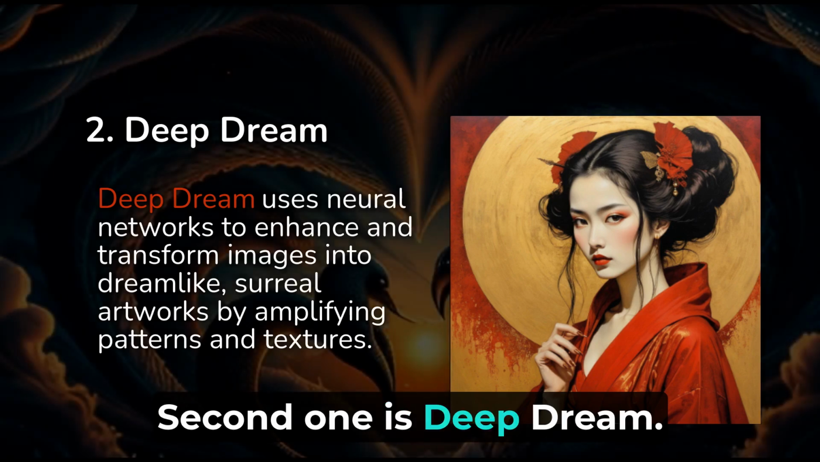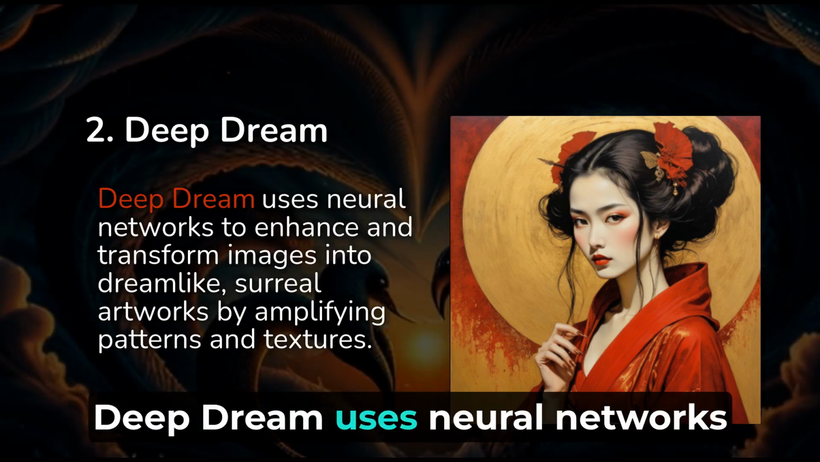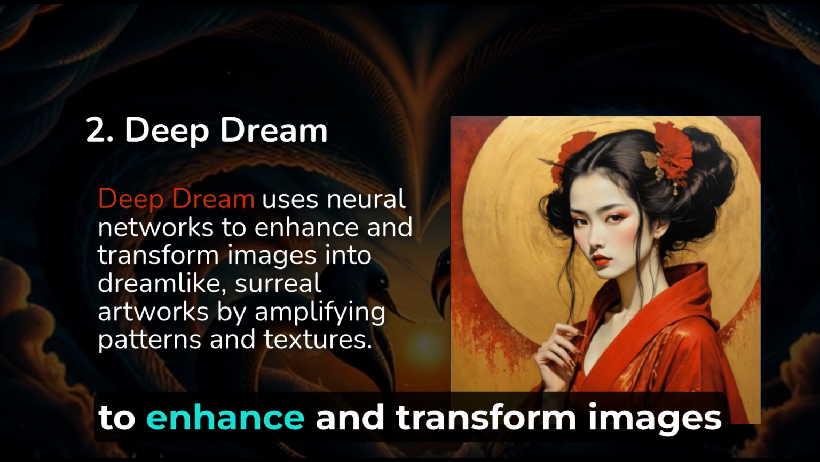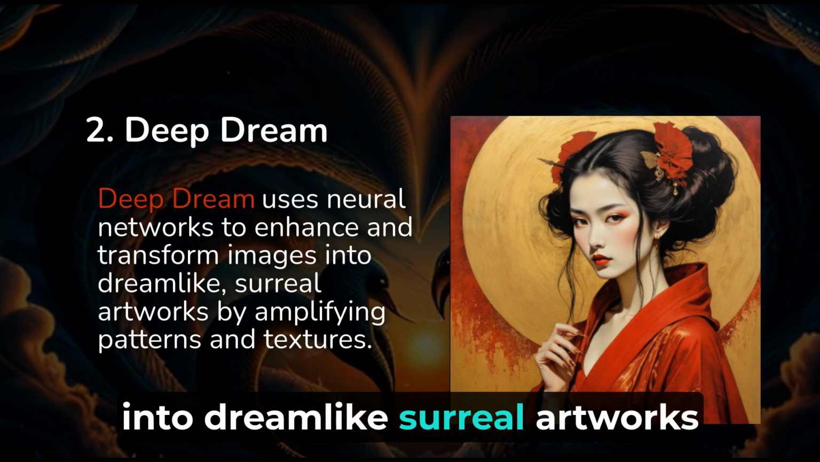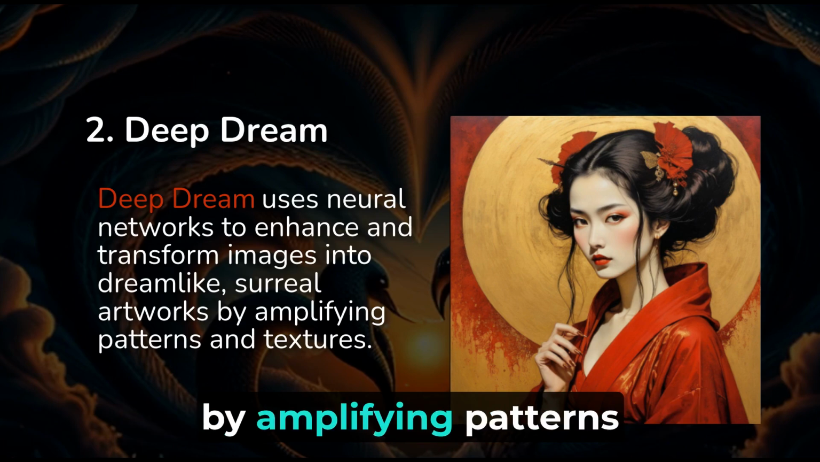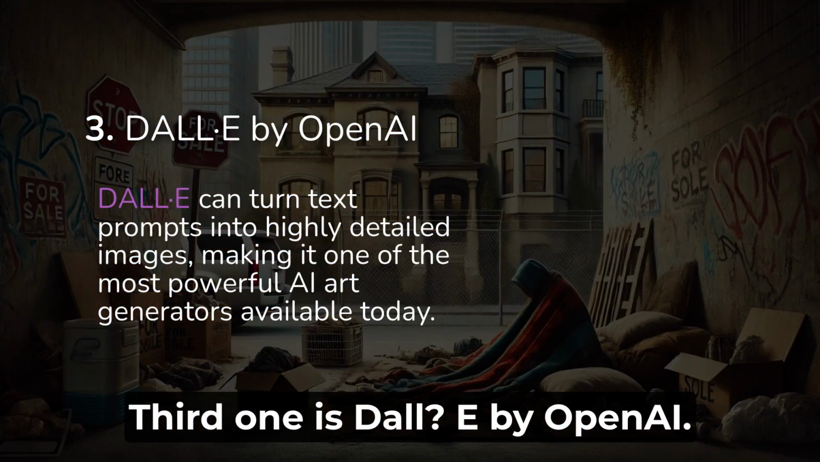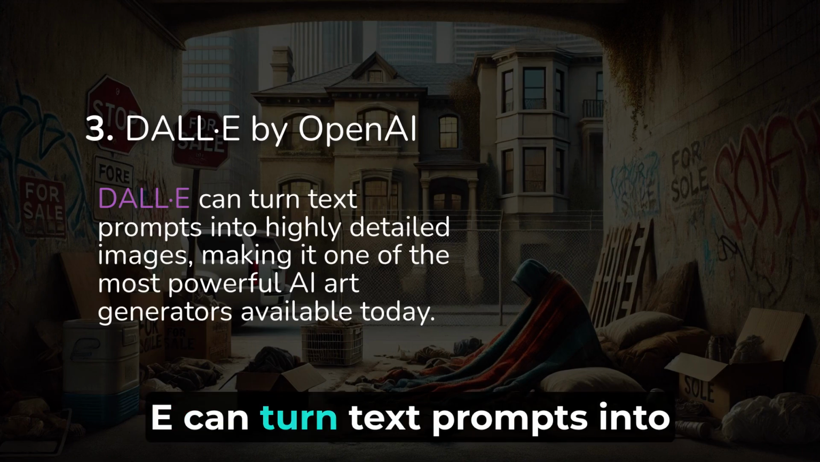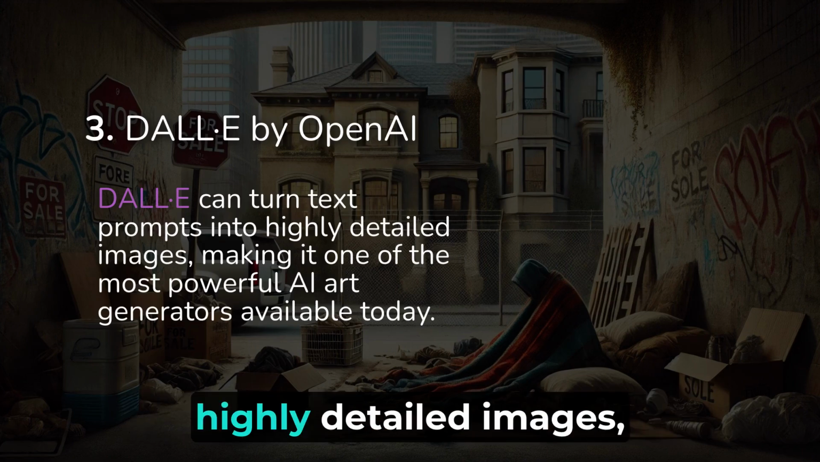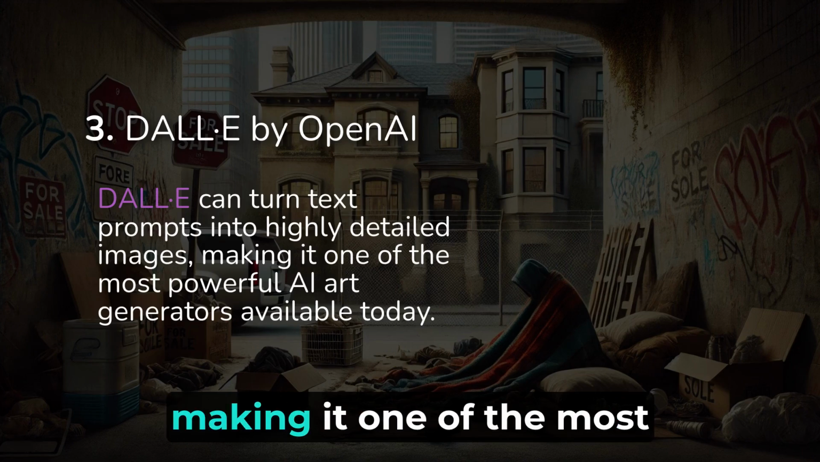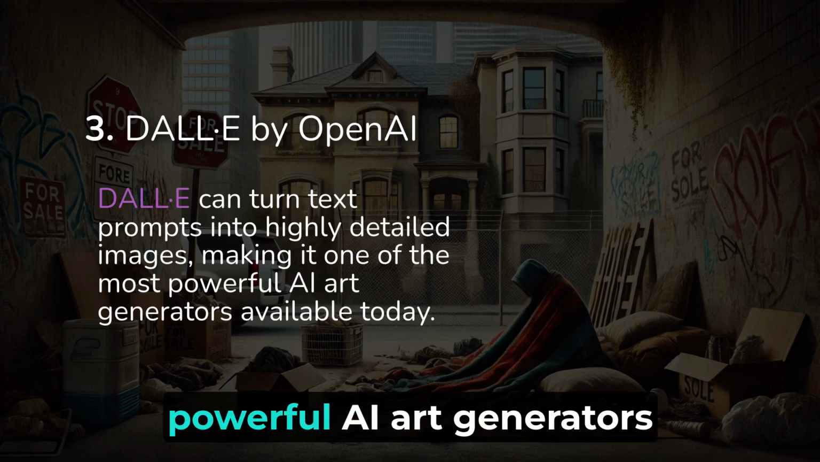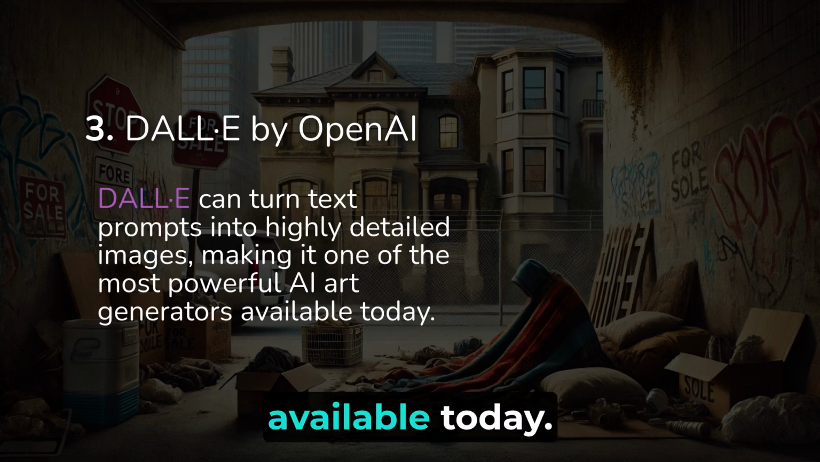Second one is Deep Dream. Deep Dream uses neural networks to enhance and transform images into dreamlike, surreal artworks by amplifying patterns and textures. Third one is DALL-E by OpenAI. DALL-E can turn text prompts into highly detailed images, making it one of the most powerful AI art generators available today.